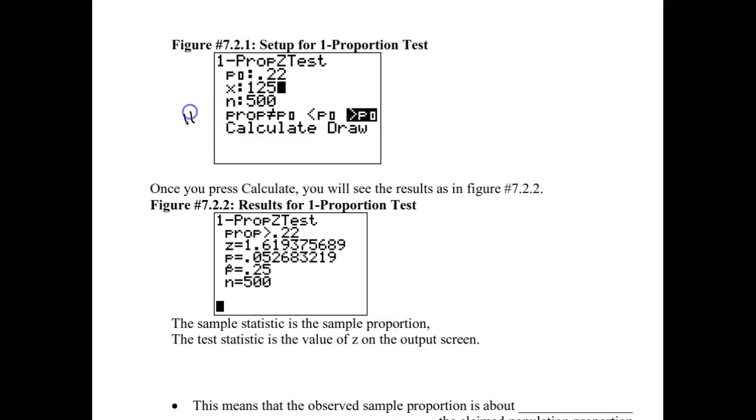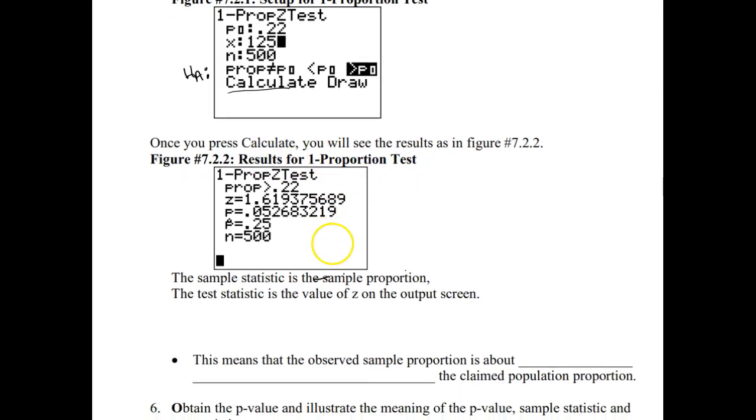Again, next to prop, this is where we highlight whether we have a left-tailed, right-tailed, or two-tailed test. Next to HA, we had greater than p0, so we need to highlight the greater than. Then we'll highlight calculate and hit enter. Once you press calculate and hit enter, this is the output screen we get. Before we look at any of the other values, we need to check that the top part of that screen matches what we have set up in our alternative hypothesis, which it does. Proportion is greater than 0.22.